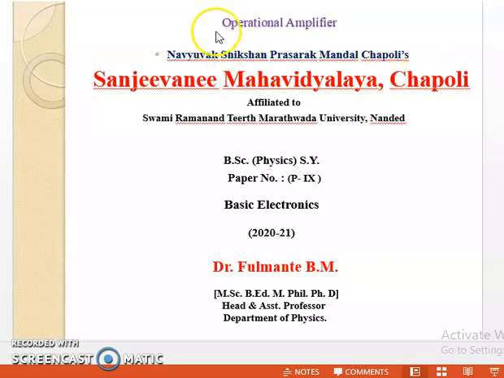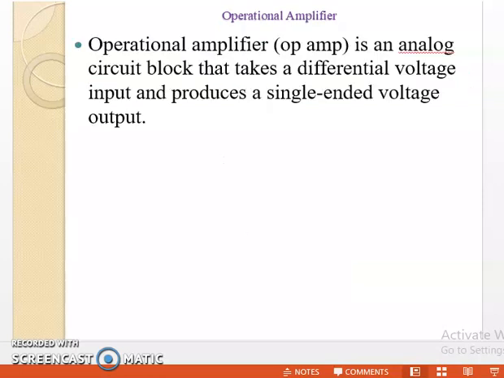In the last lecture we have seen the output characteristics of BJT in common collector configuration. Now we are discussing a very important unit, operational amplifier. Operational amplifier is also said to be, in short, op-amp.